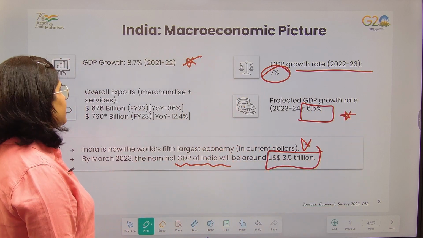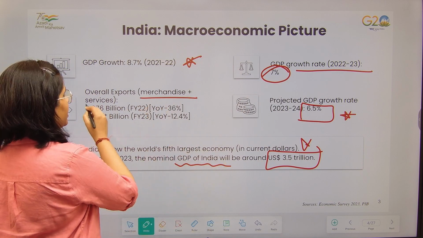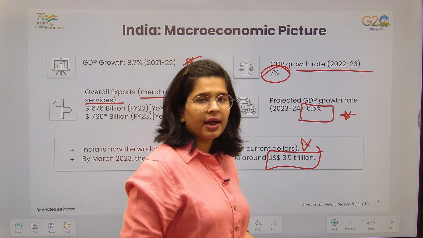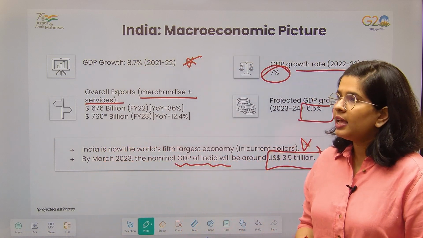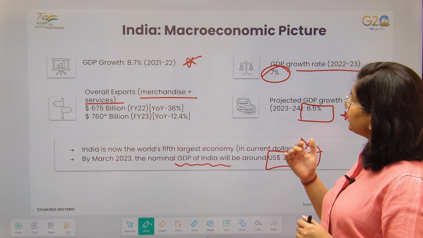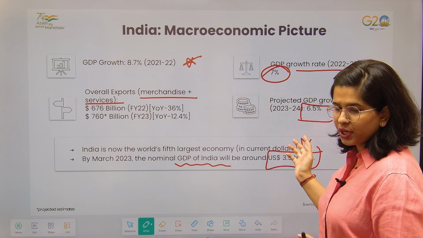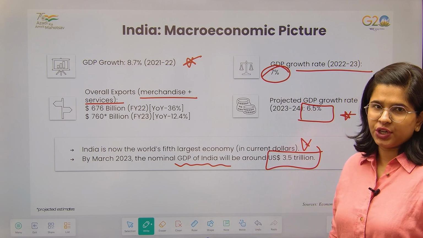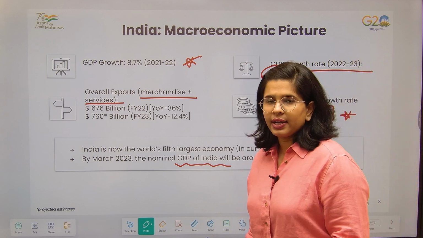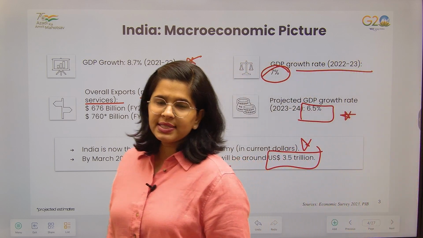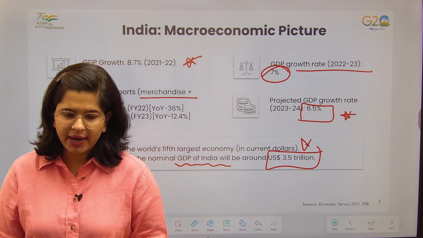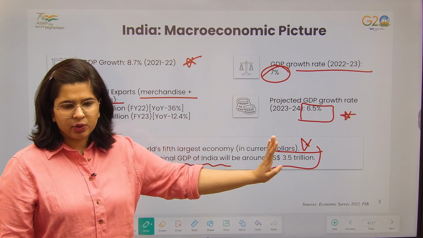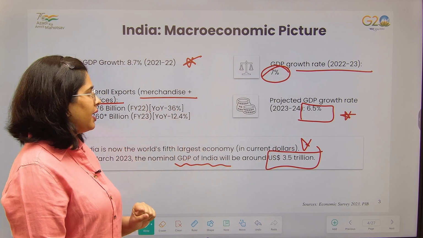Next is overall exports, including your merchandise as well as services. This figure we are going to see in our next slide in a little more detail. So what you have to remember is what the previous growth rate was and what the government has projected. There will be various GDP growth projections by different organizations, but we always have to focus on what the government is providing us. So the government is expecting that there will be a slowdown.